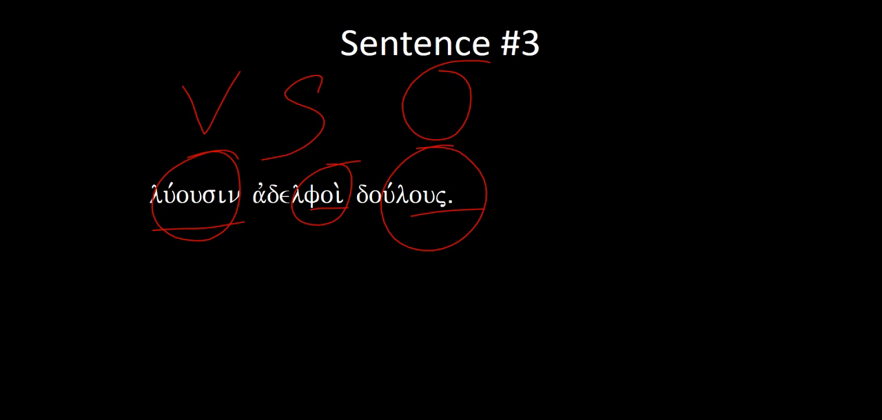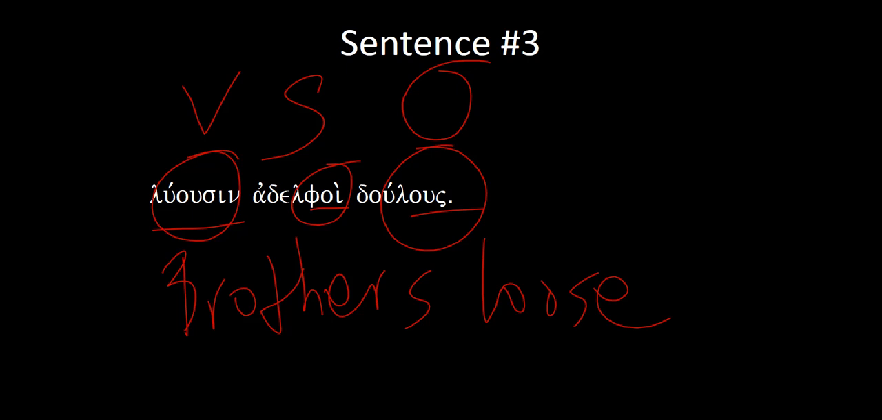But very quickly, if you see that you have both a subject and a verb, you can go ahead and grab the subject and the verb at the same time. So I could simply say brothers loose. And then our object is doulos. This is accusative plural. Brothers loose servants or slaves.